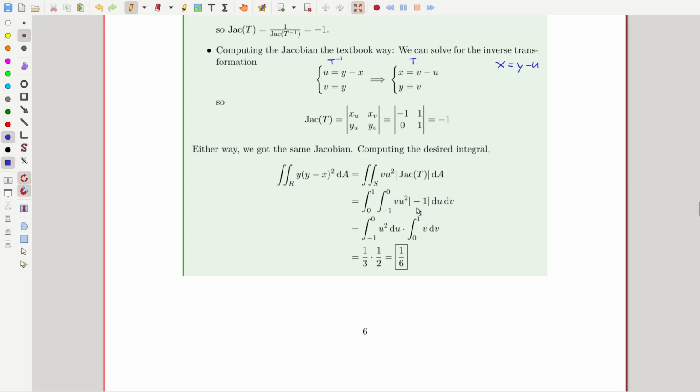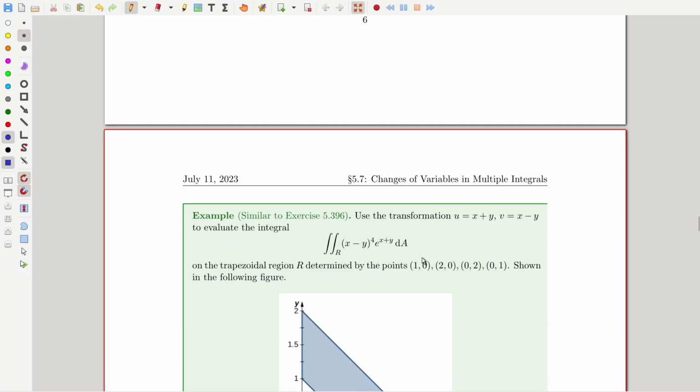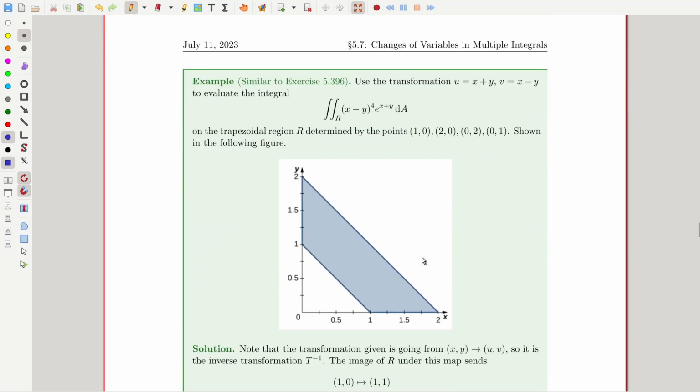You have this function, and the absolute value of -1 is going to disappear. This is a product of two functions, u and v, so we can split it into a product of two integrals, especially because this is a rectangular domain. So splitting this into the two different integrals, we have the integral with respect to u. The bounds follow from the bounds for u. The bounds for v also follow for the integral for v. And then you just proceed to integrate and you get the answer. Not too bad, after all the transformation stuff.